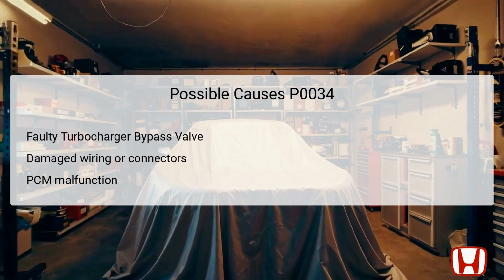Several issues could lead to the DTC P0034 being triggered. First, a faulty turbocharger bypass control solenoid valve may exist, potentially due to wear or internal failure. This could cause it to not respond to the signals sent by the PCM. Another possible cause may include damaged wiring or connectors associated with the solenoid valve, leading to a short or open circuit. Such damage can prevent correct voltage levels from reaching the solenoid, creating problems in operational integrity.